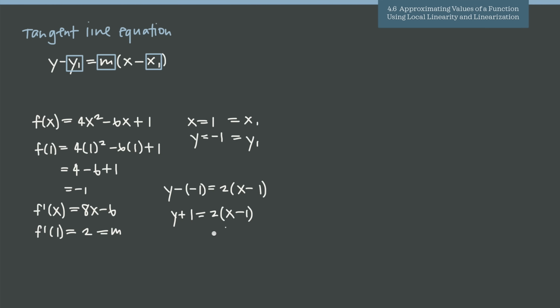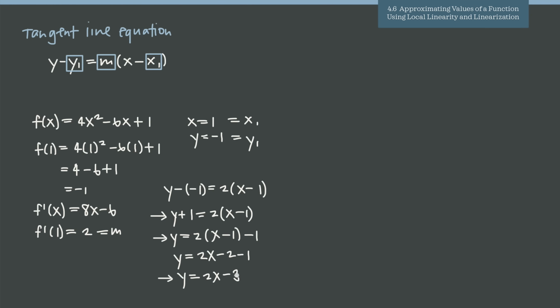So we can solve for y by subtracting 1 from both sides and rewrite this as y equals 2 times quantity x minus 1 minus 1. We can also expand this out here to write this as 2x minus 2 minus 1, or y equals 2x minus 3. So just keep in mind that if on the AP test you're looking for a tangent line equation, you might see it given in this form, you might see it given in this form, or you might see it given in this form. They're all equivalent, so you need to be able to convert back and forth between those.